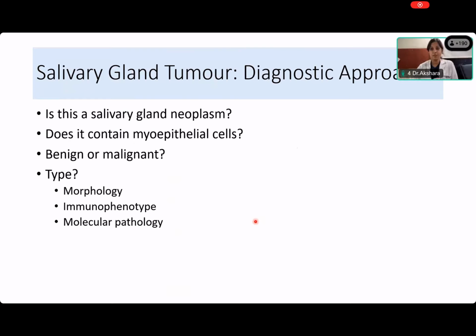Akshara, there can be other structures which can be seen in the place of salivary gland. So what are those? What are the other tumors that can occur there? Like a lymph node, lymphoma. Yes, there is a lymph node. Or a metastasis. Or a metastasis. Okay. Anything else?